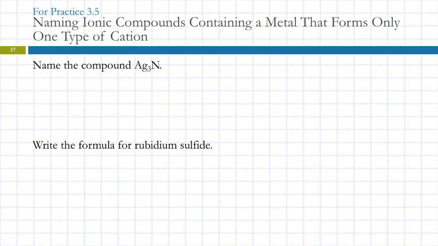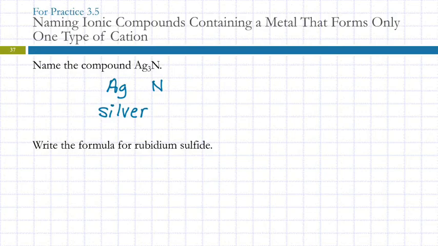Okay, let's name this compound Ag3N. So there are going to be 2 ions. So there's going to be Ag and there's going to be N. What is the element name for Ag? Silver. Is it in groups 1A, 2A, 3A, zinc, or silver? Yeah, it's silver. No Roman numeral, just silver.